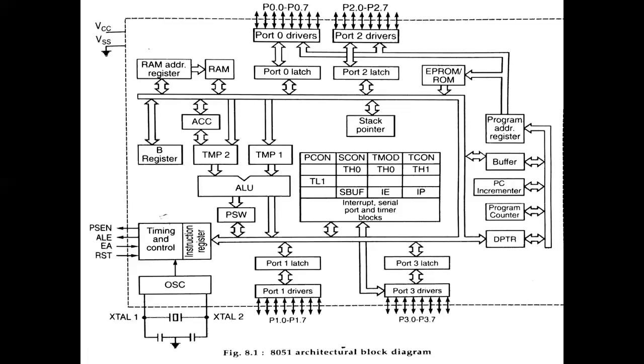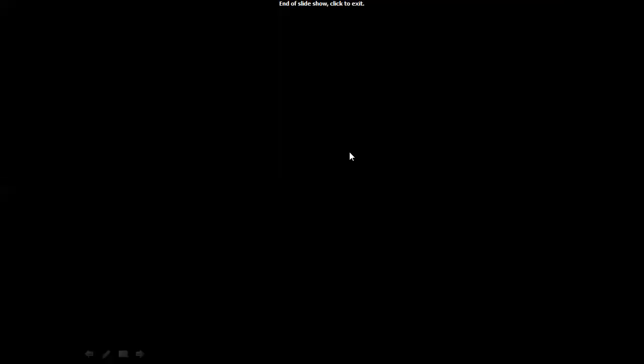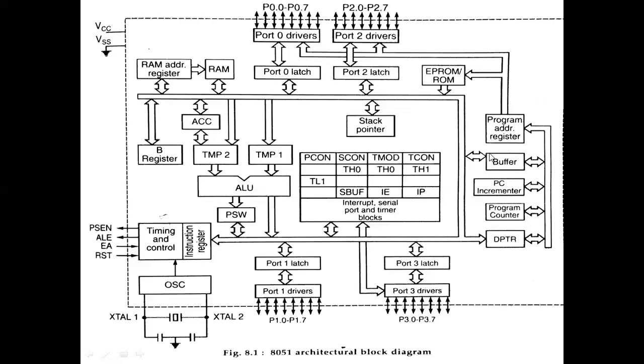Next one is SCON. SCON is the serial port control register. It is an 8-bit register and is used to tell the serial port how to operate. That is why SCON is kept. Next one is TMOD. TMOD is also an 8-bit register and is the counter timer control register. It is used for selecting timer or counter functions.